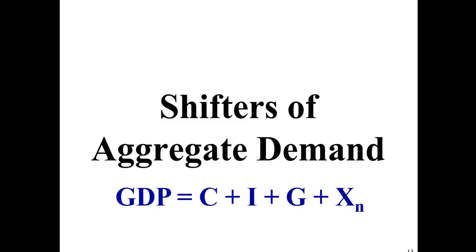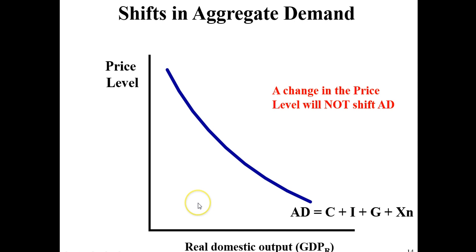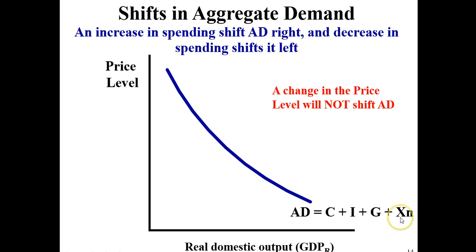The shifters of aggregate demand are the equation you see here, C, I, G, and Xn. And these are going to be your shifters. Any change in any one of these is going to shift the entire function. So here's our aggregate demand curve. And just to be clear, a change in the price level will not shift that aggregate demand curve. It will just move us to a new point along the curve. However, a change in any one of these variables that makes up aggregate demand will shift the curve.